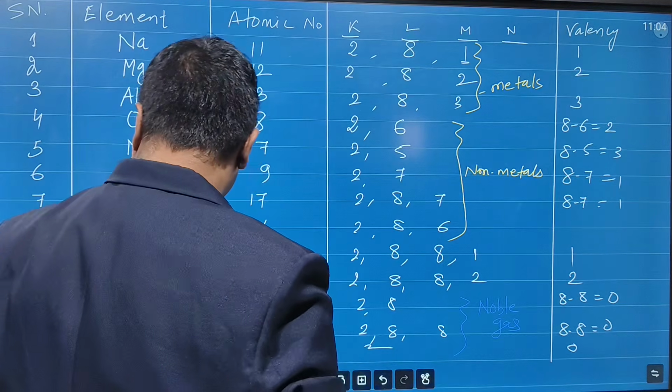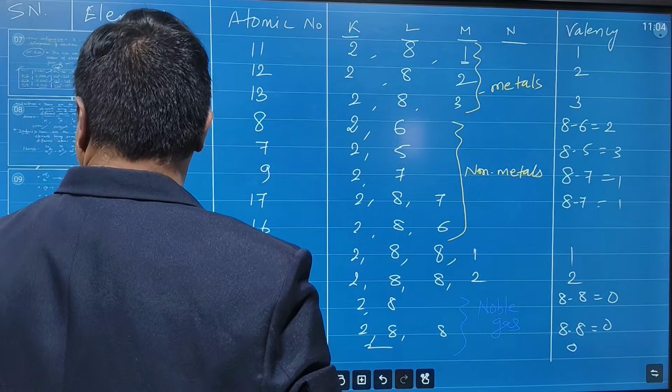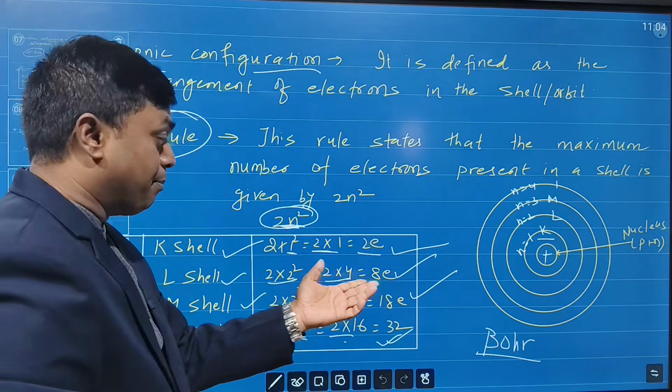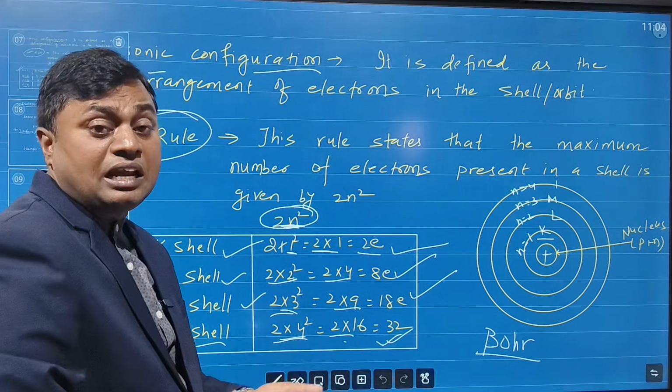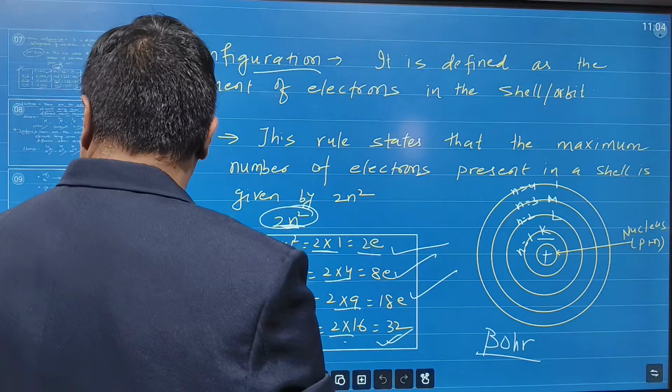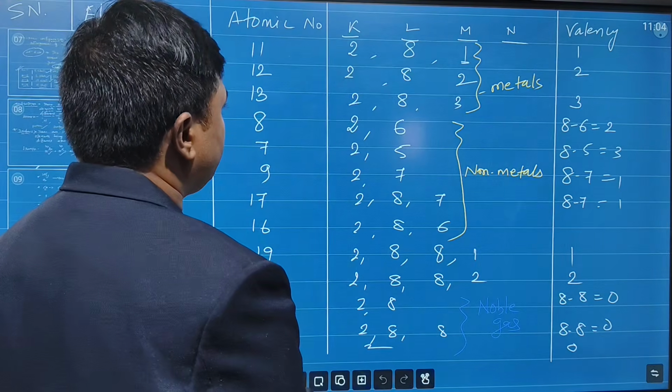Yes or no? Here only, just now we discussed: the first shell can have how many electrons? 2 electrons. The second shell can have a maximum of 8 electrons, the third shell 18, the fourth shell 32. So this is according to the 2n square rule.